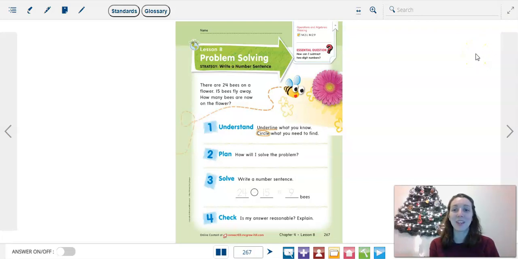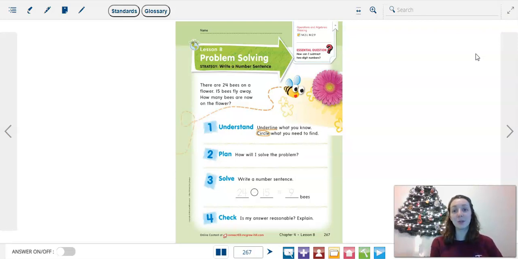Hi guys, today we're going to work on lesson 8 in our chapter. This lesson is one of our problem solving lessons where we're going to use the strategy of writing a number sentence and applying what we've worked with so far in this chapter. So open up to page 267 in your math book to follow along.